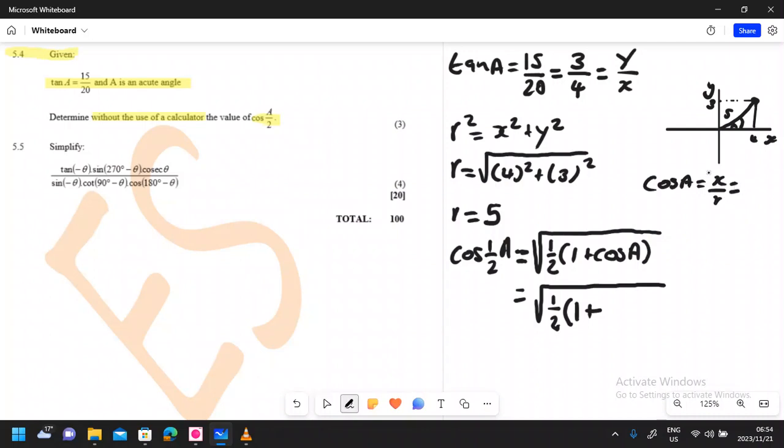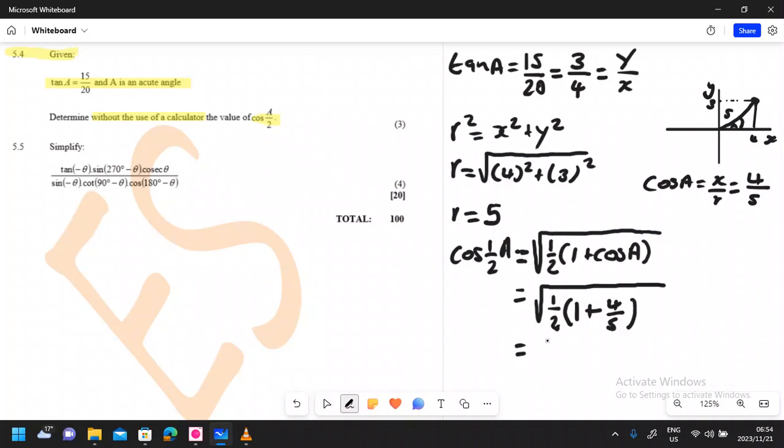So what is our x in this case? Our x is 4. It's gonna be 4 over, what is our r? 5. Remember that. So cos, it's adjacent, which is this side, over hypotenuse, which is this side of a. I hope you understand. So instead of writing cos a, you're gonna write 4 over 5. There we go.